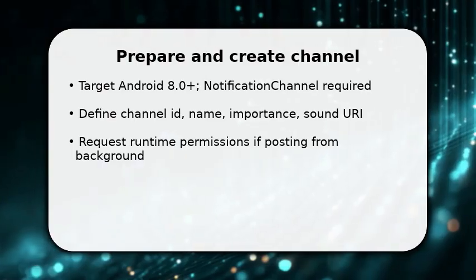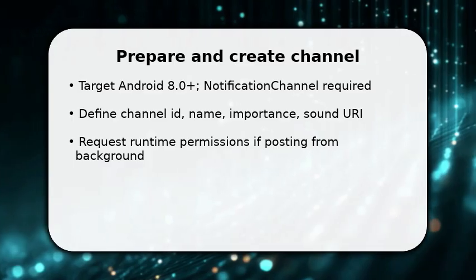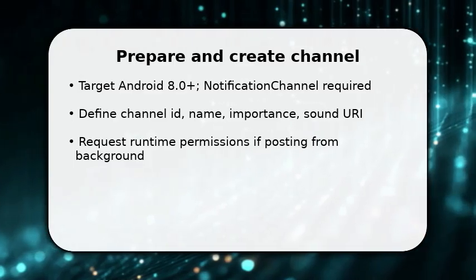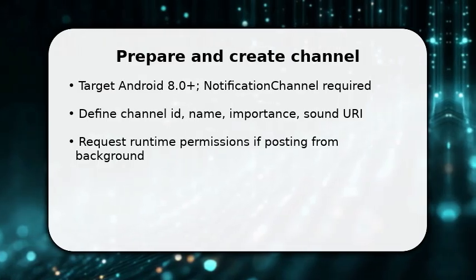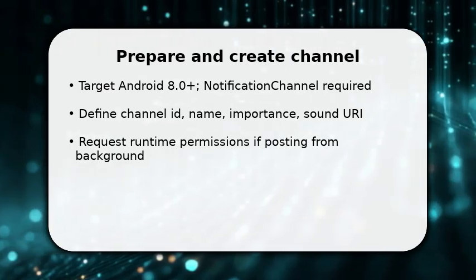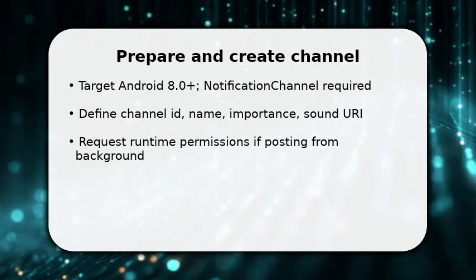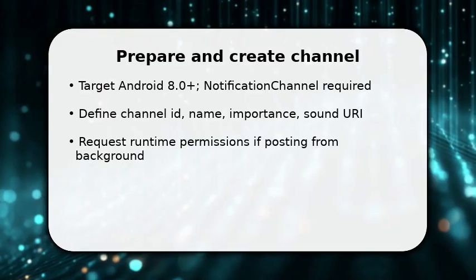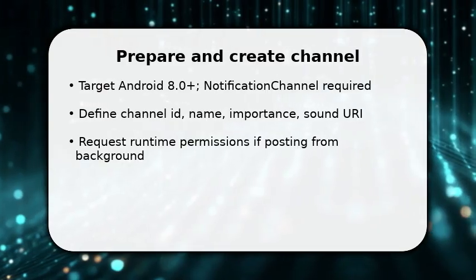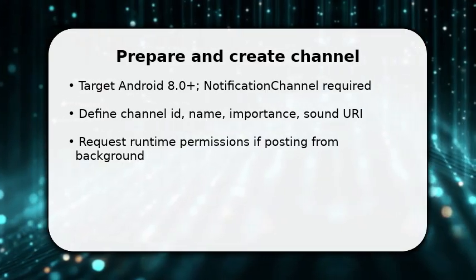You start by preparing the app and creating a notification channel. This is mandatory on Android 8.0 and above. Create a unique channel ID and human-friendly name, then set importance to control interruption level. Once done, attach a sound URI to the channel using audio attributes so Android treats it as notification audio.